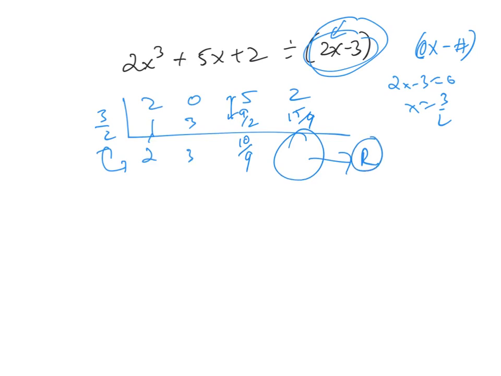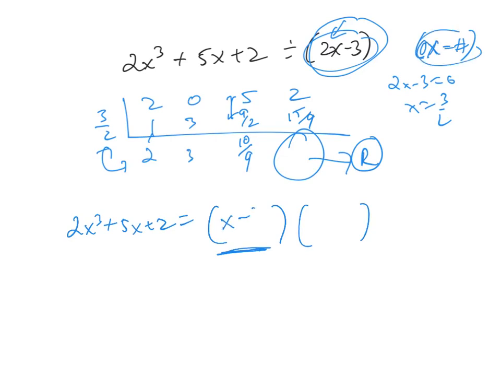So when we do this question, we can say the following. We can say that the dividend, which is 5x plus 2, is equal to the following. Now the divisor, when you do synthetic division, is in the form of x minus something. In other words, x minus 3 over 2. And this red part here is the quotient, which is 2x squared plus 3x plus 10 over 9, plus whatever this number is.